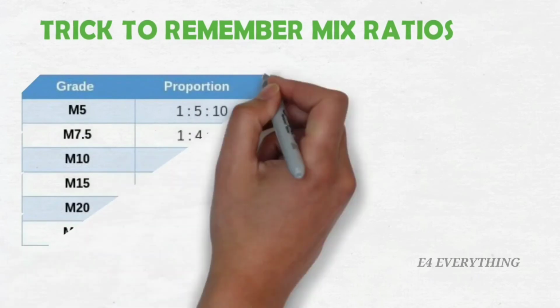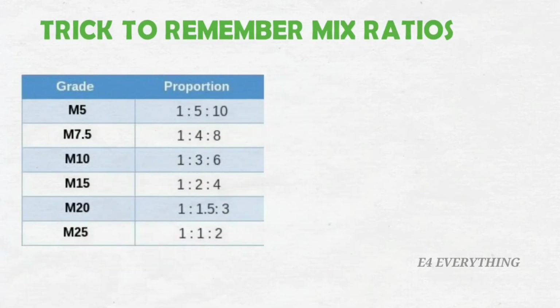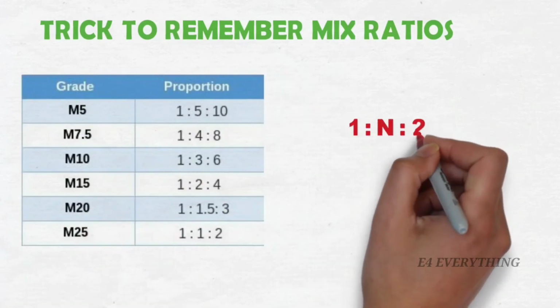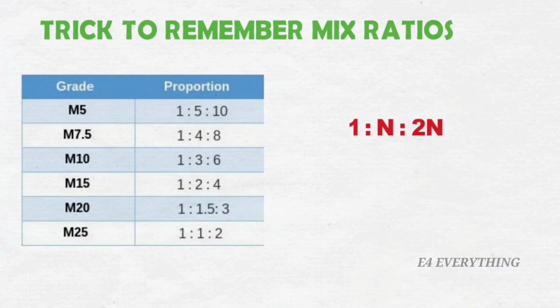Now let's look on to a trick to remember the mix ratios. This trick is applicable from grade M5 to M25. You can see that the ratios are in the proportion of 1:n:2n for the grades from M5 to M25. That is, the ratio of aggregate is twice that of the sand. That is, if you remember the ratio of sand, you can take the ratio of aggregate as twice as that of sand.